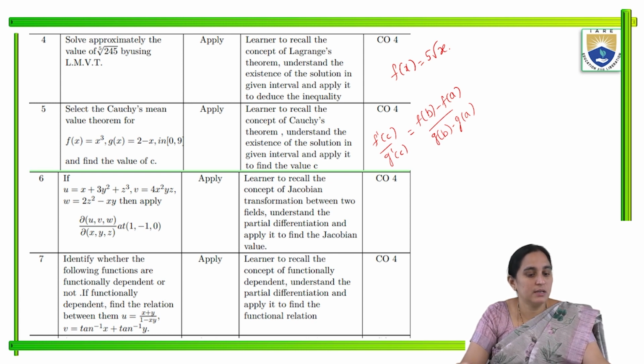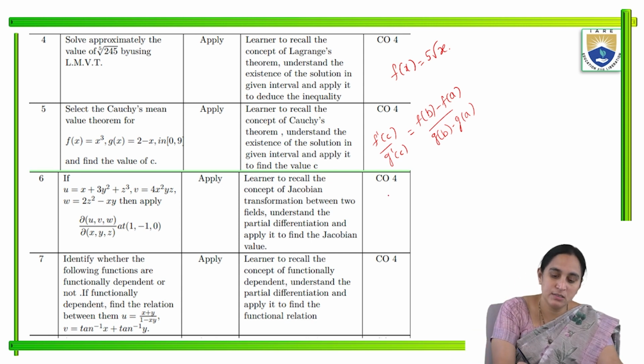Okay, here they are given three functions within the variables x comma y comma z. U in terms of xyz, v in terms of xyz, and w in terms of xyz. For that we have to find dou of uvw by dou of xyz. What is the formula for that? It is the determinant of dou u by dou x, dou u by dou y, dou u by dou z. Next, dou v by dou x, dou v by dou y, dou v by dou z, dou w by dou x, dou w by dou y, and dou w by dou z.